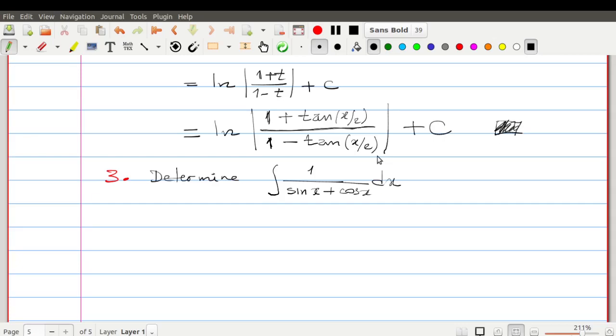So as usual, using the t formula, we let t to be tan x by 2. We know the expression of each. We know already that sine x will be 2t by 1 plus t squared, and cosine x will be 1 minus t squared by 1 plus t squared. That's what we saw from the previous examples.